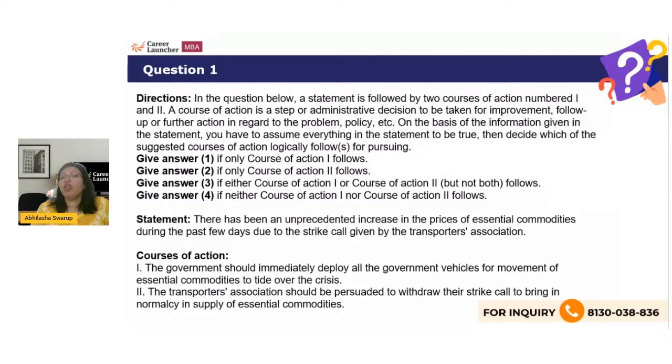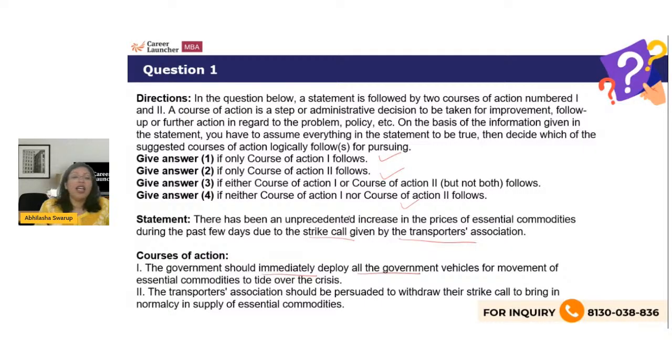Here's the question. A statement is followed by two courses of action, numbered 1 or 2. Options could be 1, only one course of action follows, 2, both follow, 3, either follow but not both, or 4, neither follows. Choose what is the right option. So there has been an unprecedented increase in the price of essential commodities during the past few days due to a strike call given by the Transporters Association. Now, the government should immediately deploy all government vehicles for the movement of essential commodities to tide over the crisis, and the Transporters Association should be persuaded to withdraw their strike call to bring in normalcy in the supply of essential commodities.